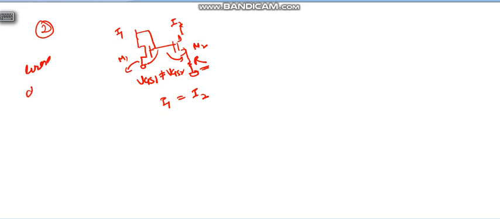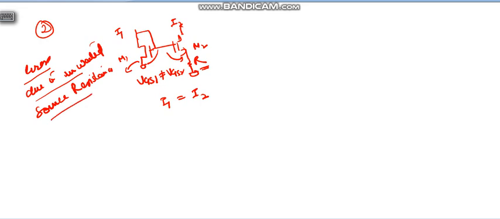So this is one of the sources of error in our current mismatch: error due to source resistance, or unwanted source resistance. This is one of the reasons. So one should be careful while making the layout.